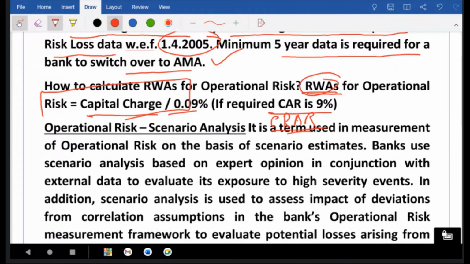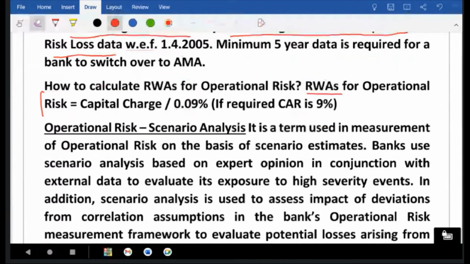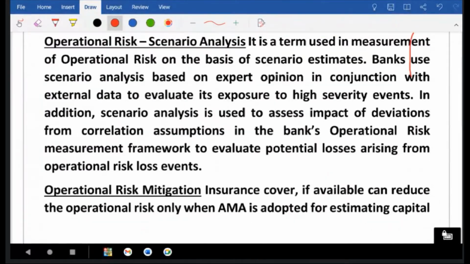Now we see the scenario analysis of operational risk. In scenario analysis, what happens actually? It is a term used in measurement of operational risk on the basis of scenario estimates. Banks use scenario analysis based on expert opinion. That means the bank takes expert opinion in conjunction with external data to evaluate its exposure to high severity events. That means the bank has to create one scenario and judge it based on expert opinion.